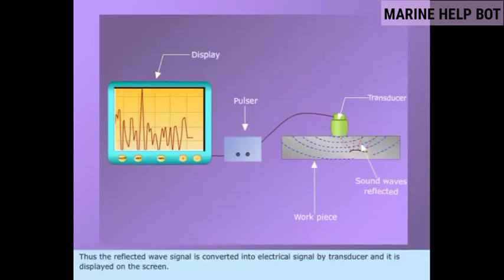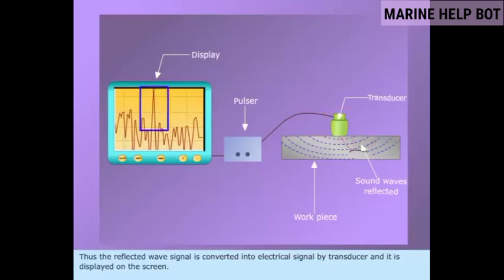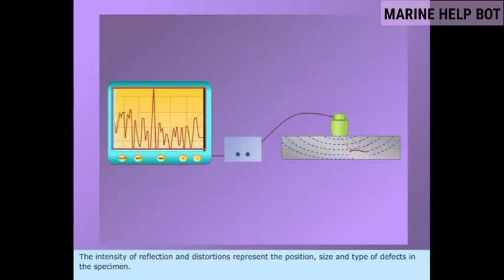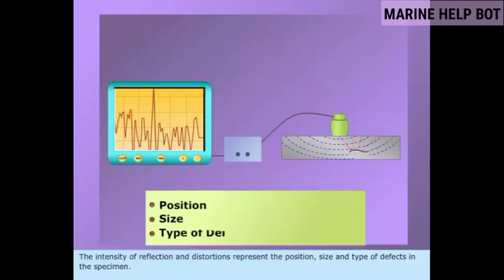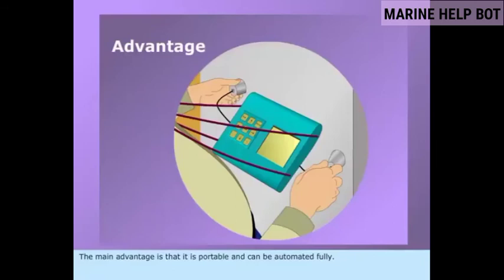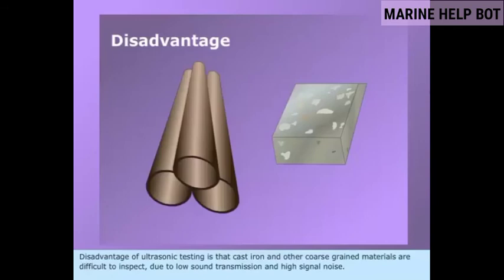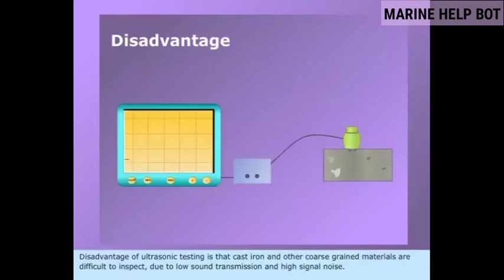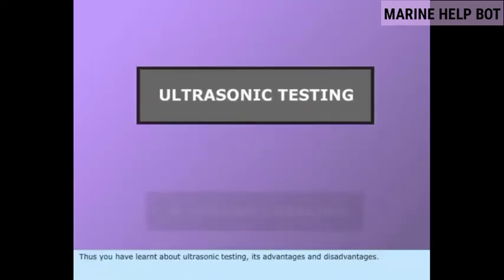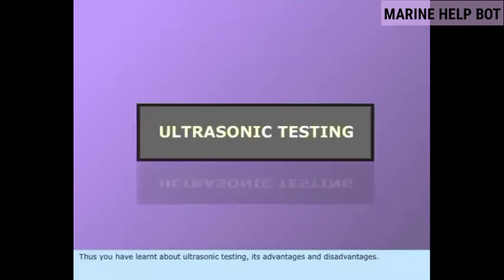Thus, the reflected wave signal is converted into an electrical signal by the transducer, and it is displayed on the screen. The intensity of reflection and distortions represent the position, size, and type of defects in the specimen. The main advantage is that it is portable and can be automated fully. The disadvantage of ultrasonic testing is that cast iron and other coarse-grained materials are difficult to inspect due to low sound transmission and high signal noise. So hope you have understood about this ultrasonic testing.